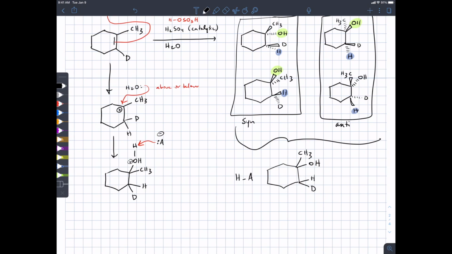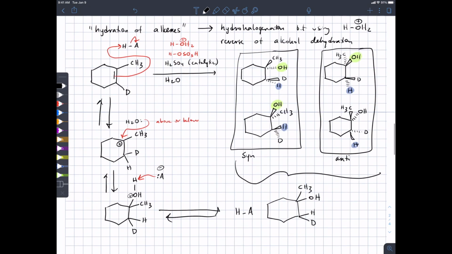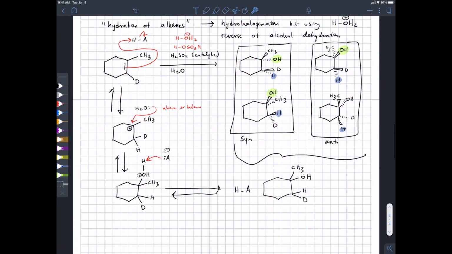And maybe I'll just draw it here. Each of these, by the way, is an equilibrium step. You'll notice that if we started at the end with the alcohol and used acid, we could go to the olefin. And if we started with the olefin and used an excess of water with our acid, we could get to the alcohol. You can use Le Chatelier's principle here to drive the reaction either forward or in reverse.